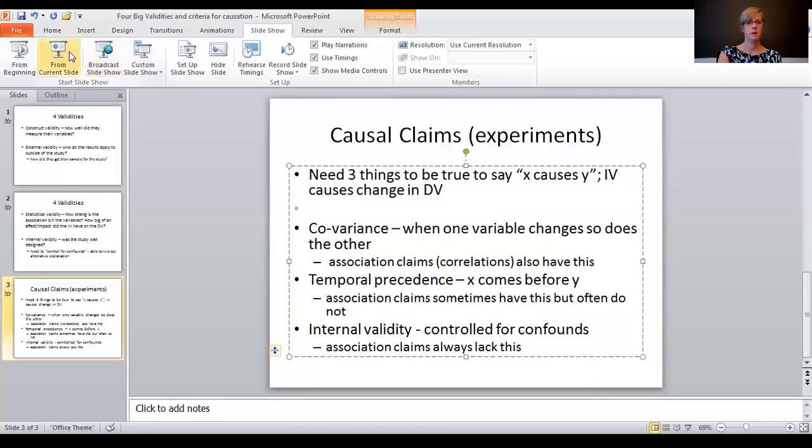Let's talk briefly about the 3 things that need to be true to make a causal claim, and then you're going to read it again with more detail in your textbook. Let me bring a slide up real quick. All right, share this. Okay. All right, so we only make causal claims when we're running an experiment.